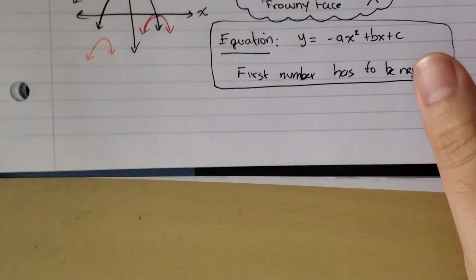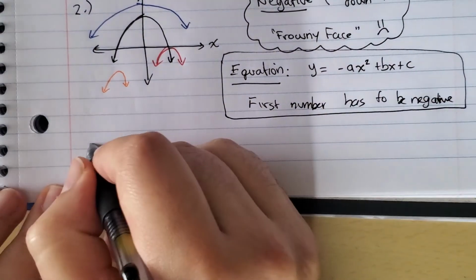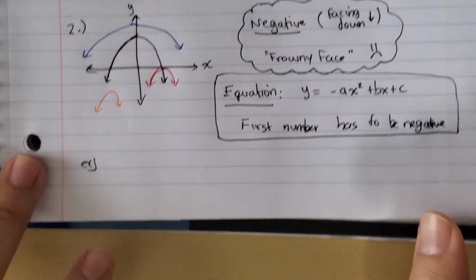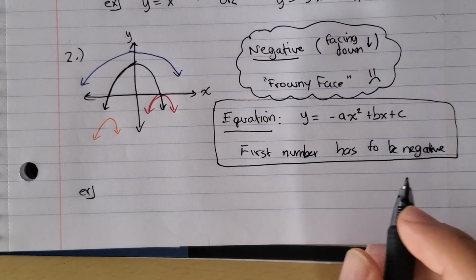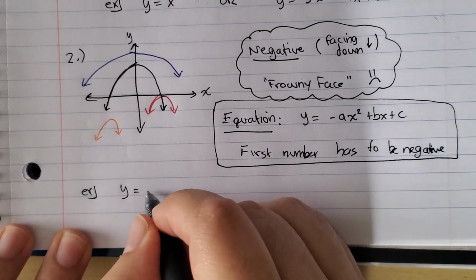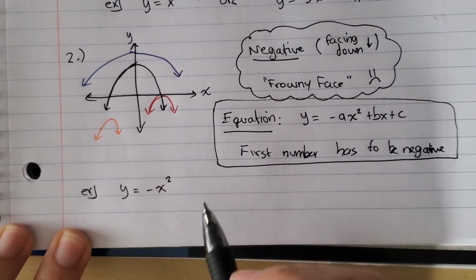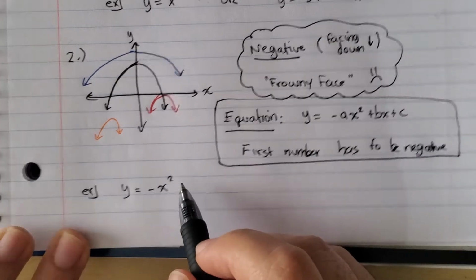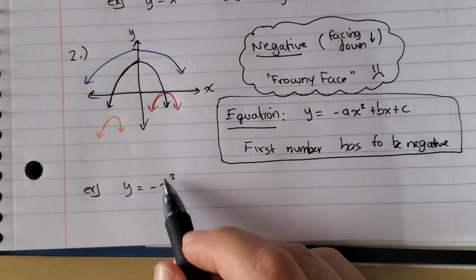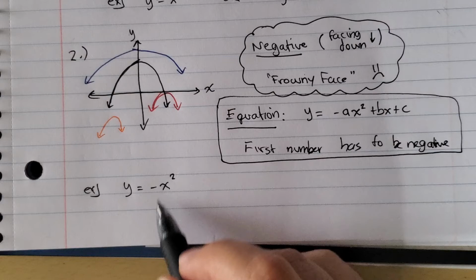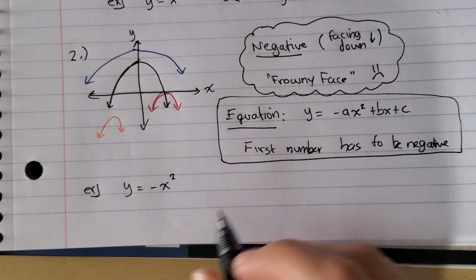So quick examples, let me scoot down. I'm running out of room, as you can see, but let me scoot down a little bit. So here's an example, something like, let's go basic. y is equal to negative x squared. Again, I have an x squared, so this is a quadratic, and then it's a -1 x squared. So because this is negative, it's going to be looking something like this.